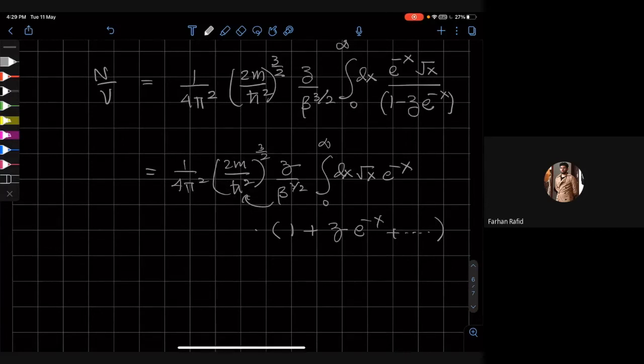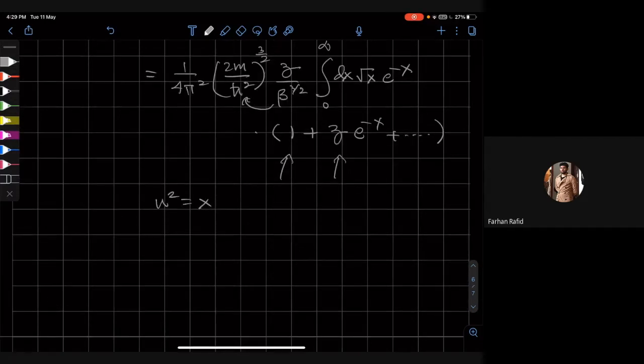Now these are doable integrals. They're doable because if I say u squared is equal to x, then this integral and this integral all become moments of Gaussians, and that's something we can do. So that should be left as an exercise. And if you do that and do a bit of manipulation, and also recall the definition of lambda, the thermal de Broglie wavelength, then the expression for N over V becomes the fugacity z divided by lambda cubed times 1 plus z divided by 2 square root of 2.